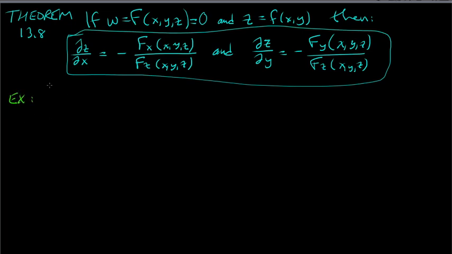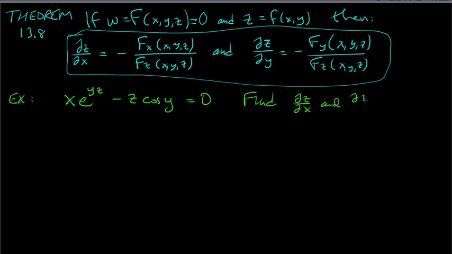So here's an example of that, right? Suppose x times e to the yz minus z times the cosine of y is equal to 0. Find the two partial derivatives, partial of z with respect to x and partial of z with respect to y.